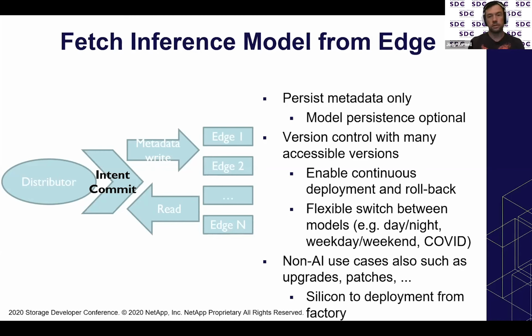This also enables a lot of non-AI use cases, which is not the focus of this paper, but I'll mention it anyway. You can ship edge devices from the factory without having all the software that you need loaded, and you can have them go and fetch that software later. That way you can ship from the factory without having to do a pre-staging or updating of software before you deploy out into the field.